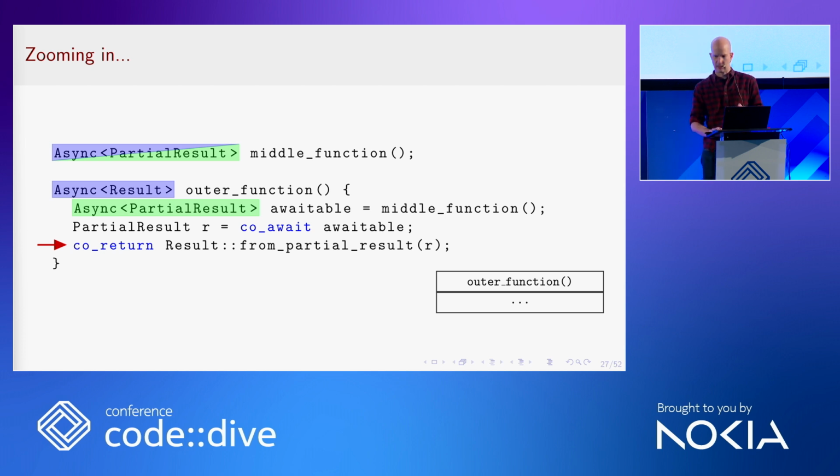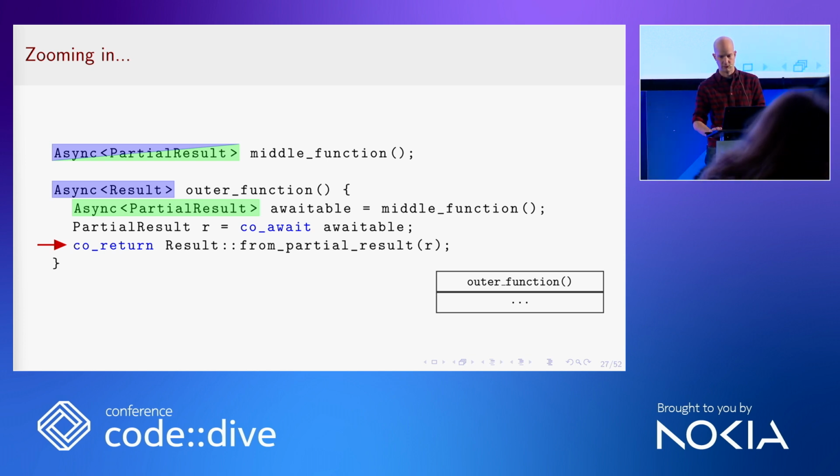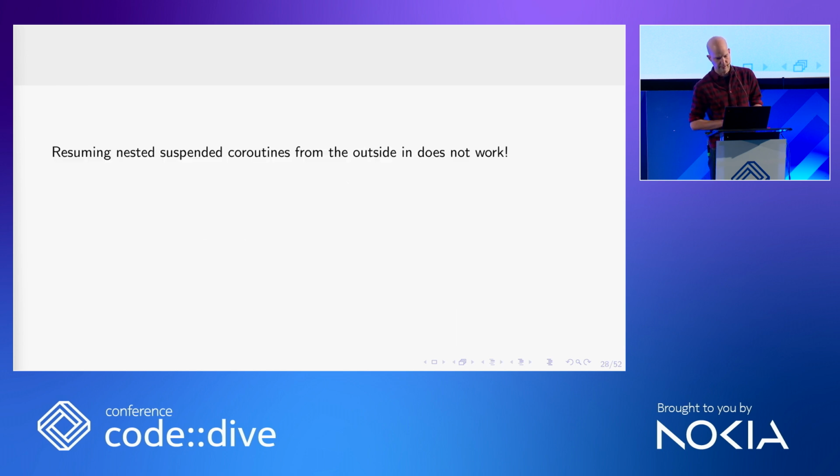And yeah, this is actually not what we wanted, right? We didn't want to continue execution of the outer function. When the IO result is available, where we want to continue executing is in the inner function, because that was the one that was waiting for the IO result. So this is actually not going to work. And this is the first important lesson here. Resuming suspended coroutines from the outside in does not work.